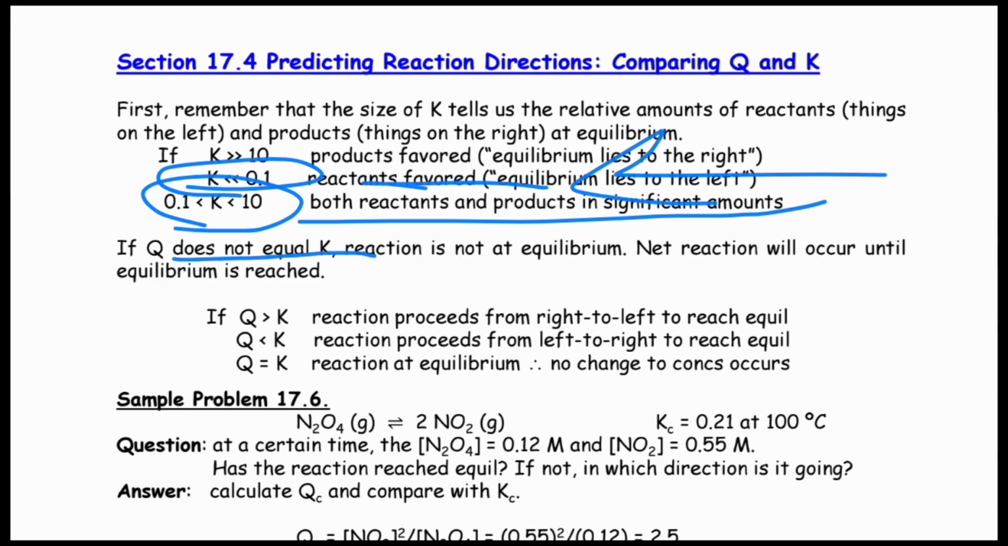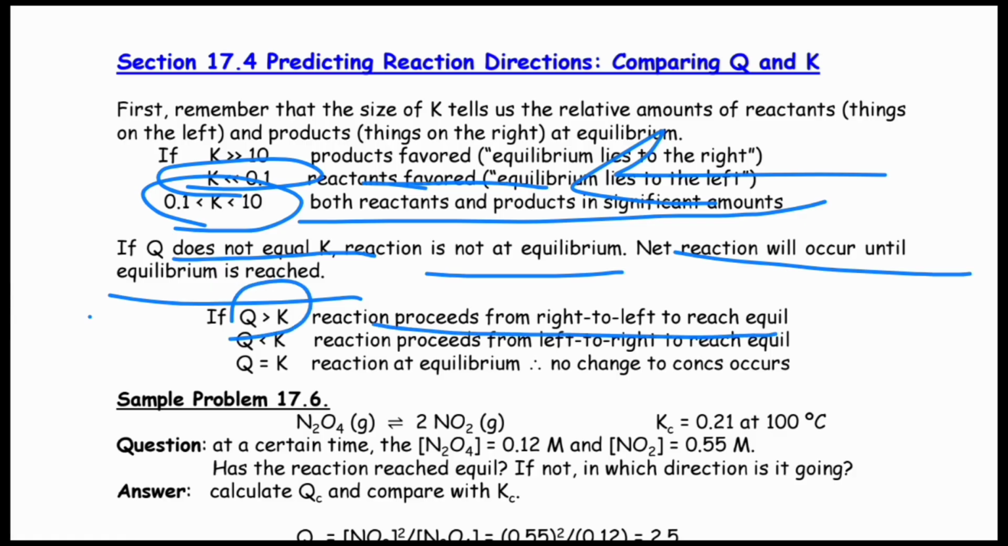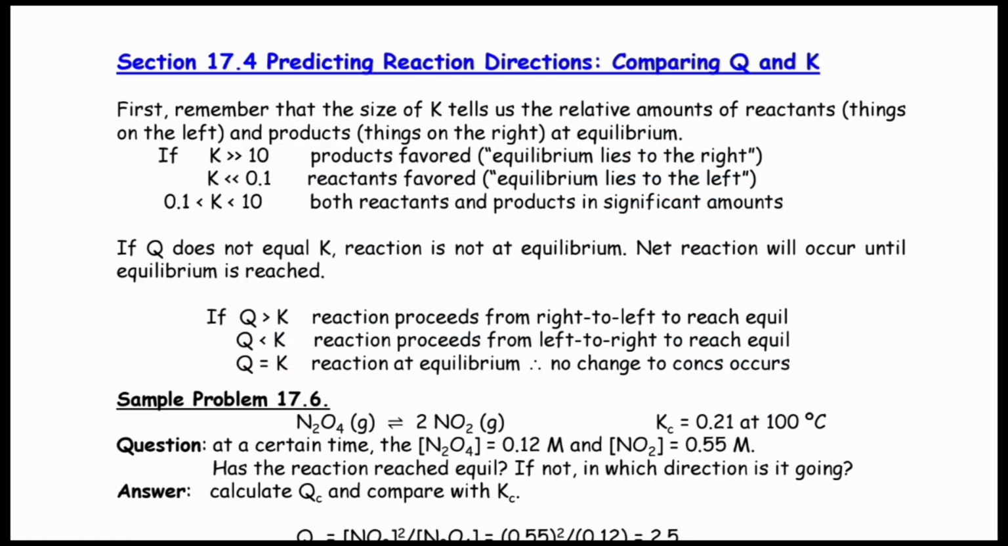If Q doesn't equal K, the reaction is not in equilibrium. Net reaction will occur until equilibrium is reached. If Q is greater than K, the reaction proceeds from right to left, in the backward direction. If K is greater than Q, the reaction proceeds from left to right, in the forward direction. And when Q is equal to K, the reaction is at equilibrium, no change of concentration occurs.